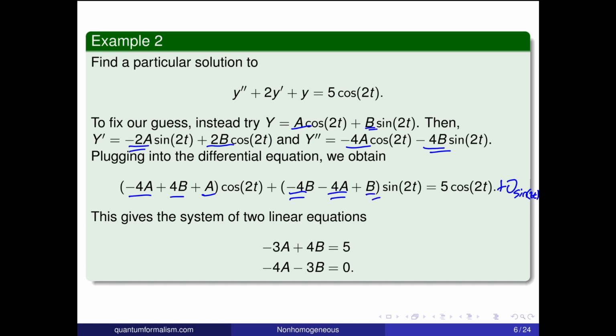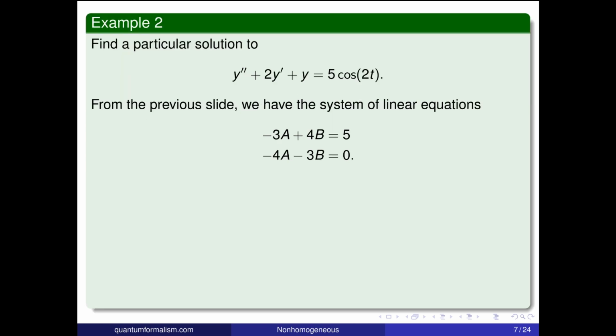All right. And so that gives us a system of two linear equations. We need the cosine coefficient to be 5, so minus 3A plus 4B should be 5, and then we need the sine coefficient to be 0, so minus 4A minus 3B should be equal to 0. All right, so we'll just need to do some linear algebra to solve those.